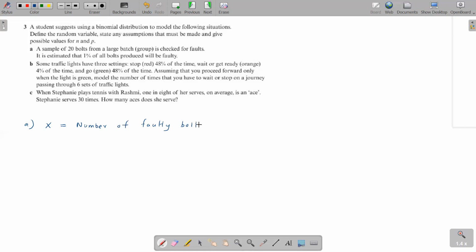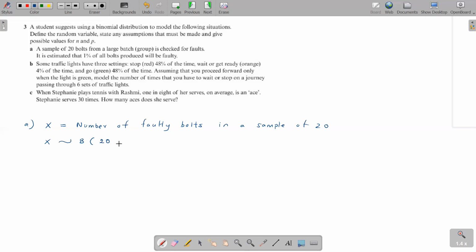Do you agree? Out of these 20 balls in this batch, you check how many have faults. So X is the number of faulty balls. And then, what do you think about the distribution? The number of faulty balls in a sample of 20. Immediately this tells you it's the binomial distribution. What's the fixed number of trials? We've been told that we are checking 20.